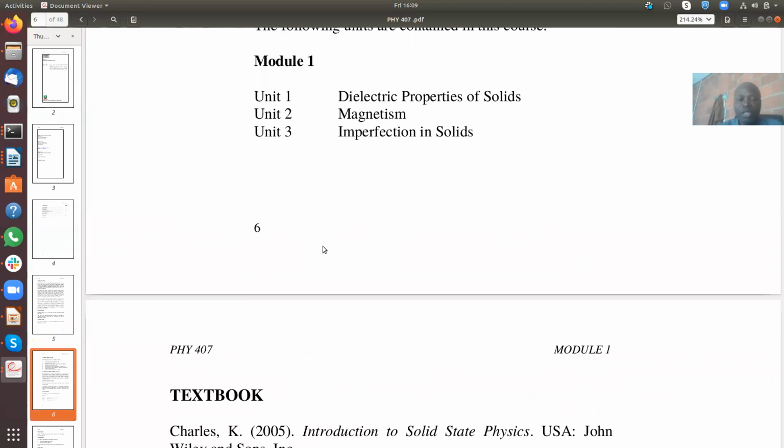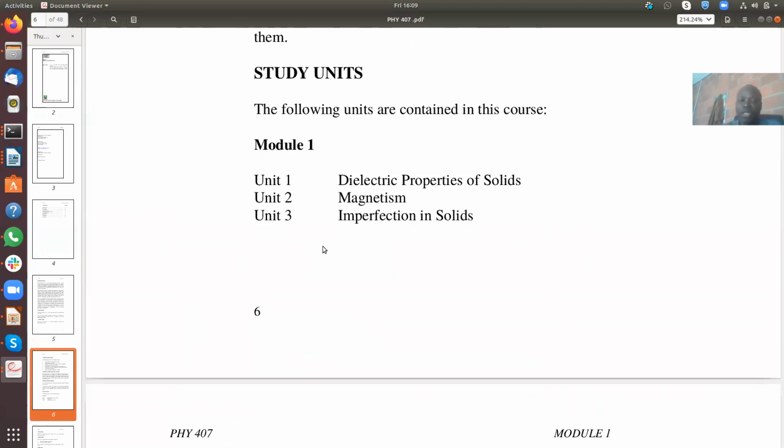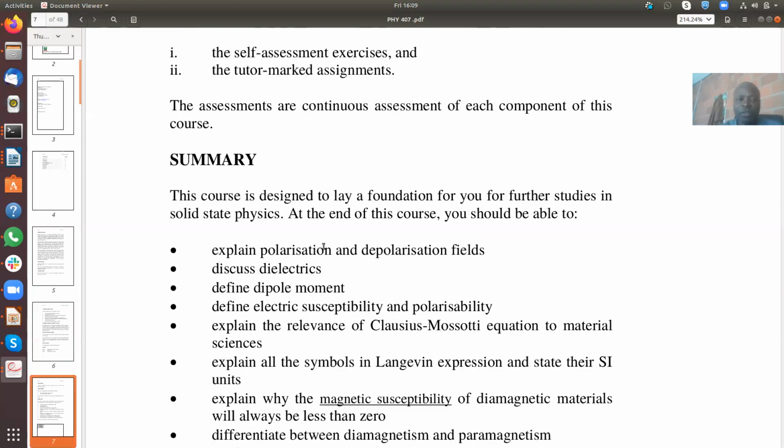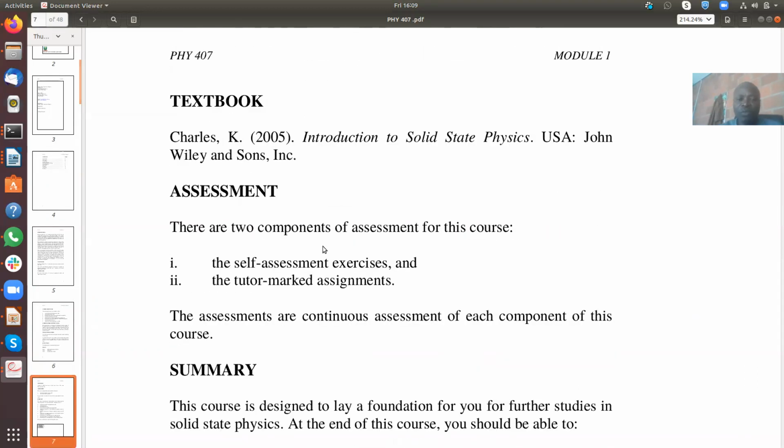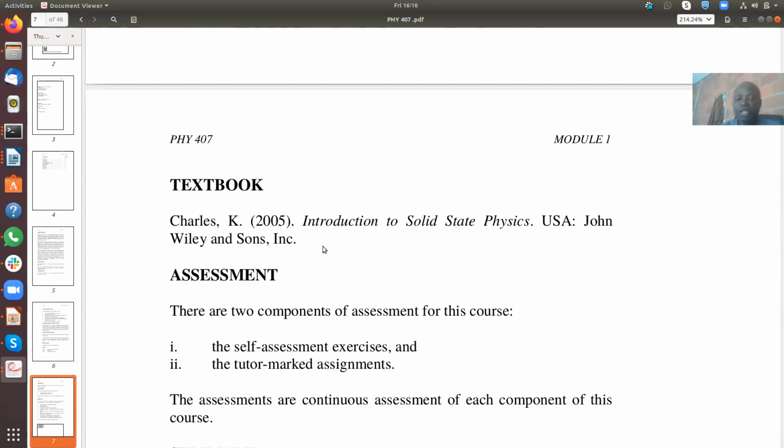The modules in this course are divided into 3 units, which is module 1 with unit 1, unit 2, unit 3. Dielectric properties for unit 1, magnetism for unit 2, and imperfections in solids for unit 3. A very good textbook for this course is Introduction to Solid State Physics, which is written by Charles Kittel. You can also look for Ashcroft. This is also a very good textbook in solid state physics.